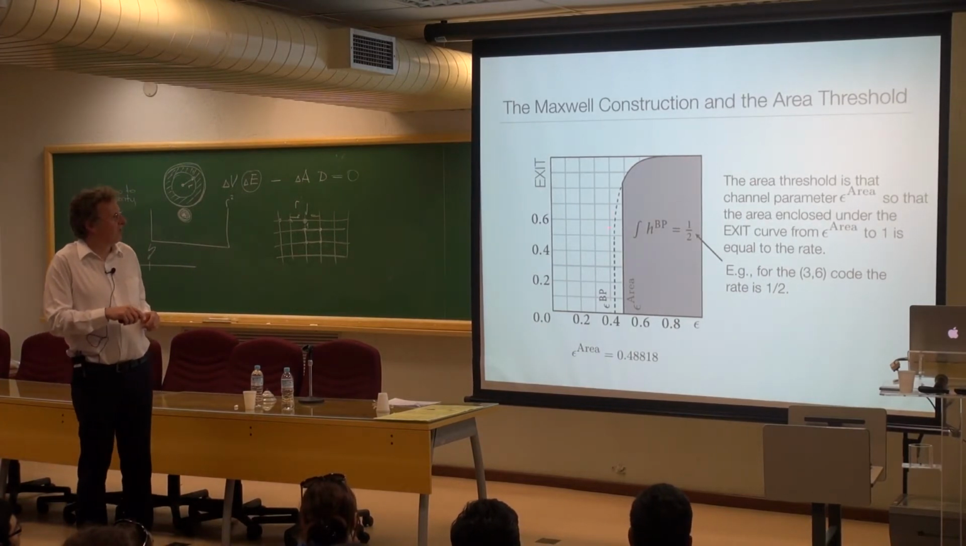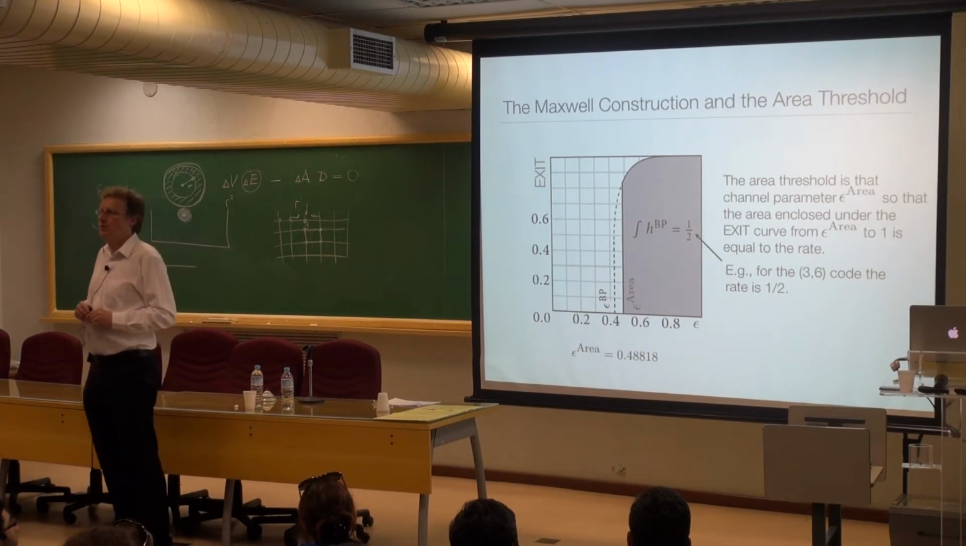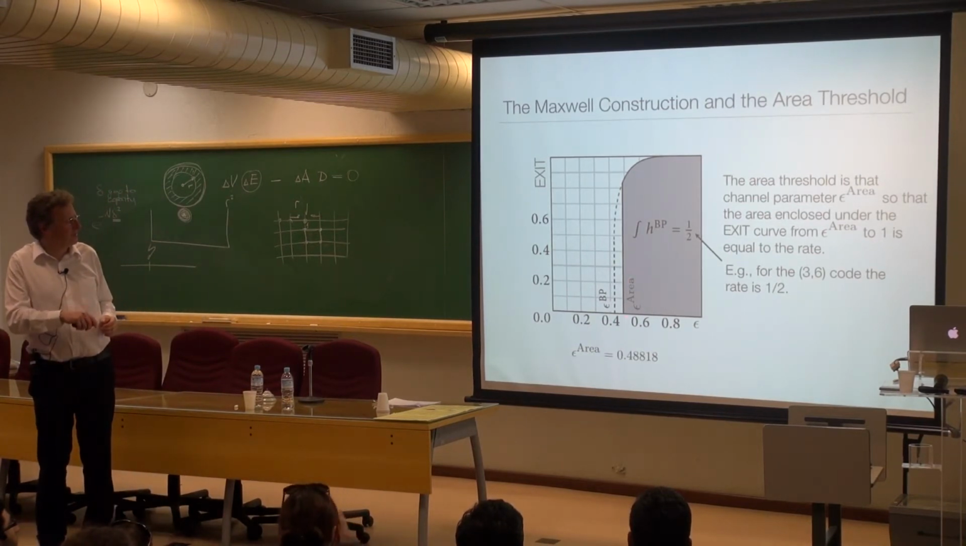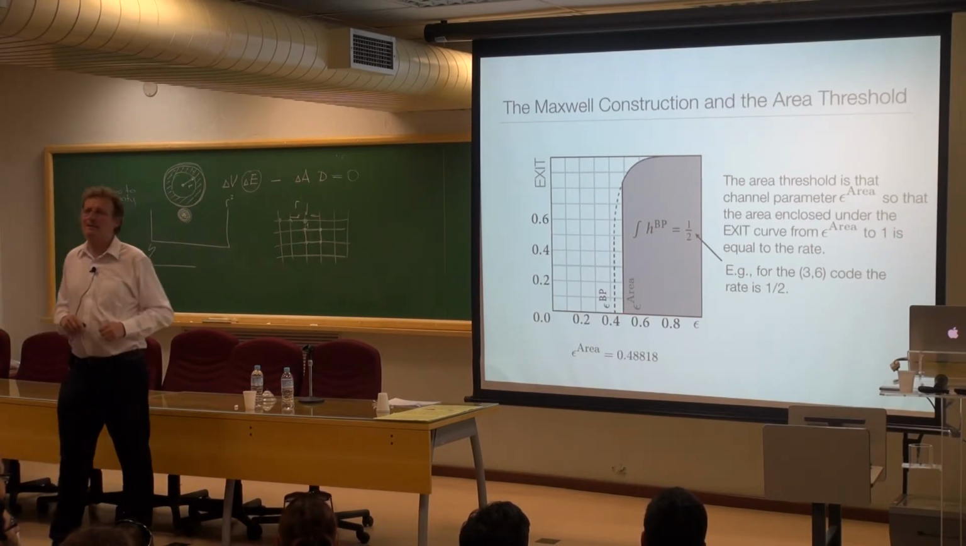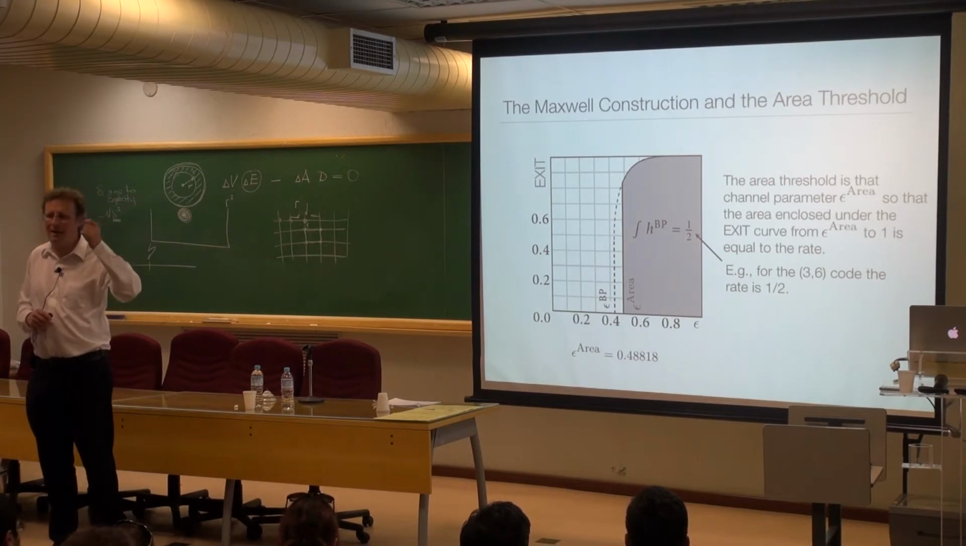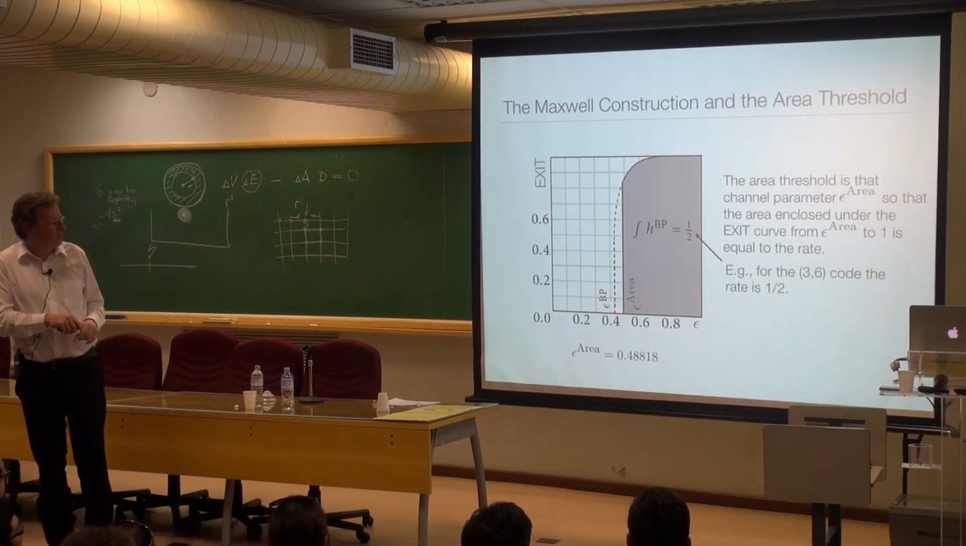You look at this curve, okay, and then you simply integrate from the right until the point where this area under the curve is exactly equal to the rate of the code. Okay, so there's a unique point. Just draw a vertical line somewhere here. At some point, this area will be equal to the rate of this code. In this case, it's a half. Exactly this point that you see here, that's the threshold that we're talking about, right? So that's the 0.4884, whatever, for the 3,6 code. And that's the 0.43 for the other one.